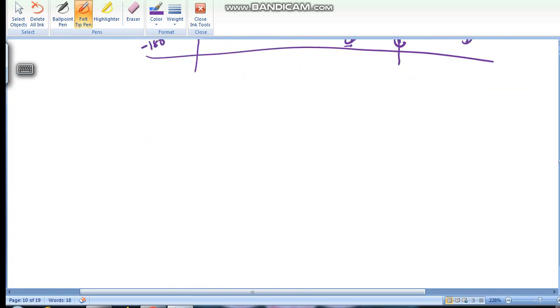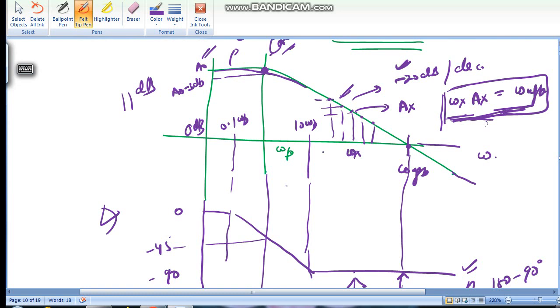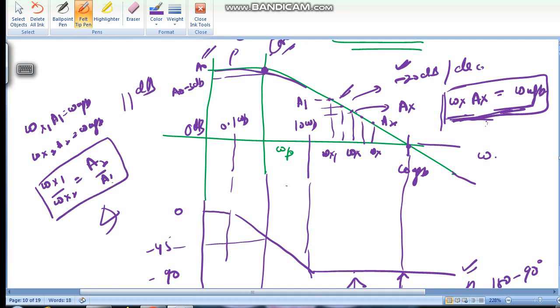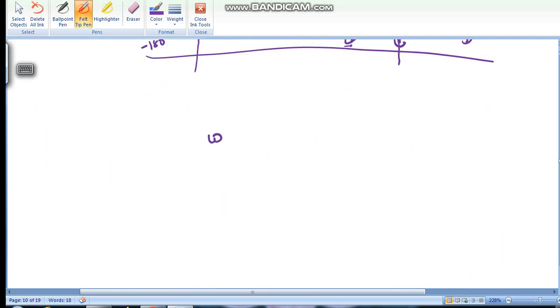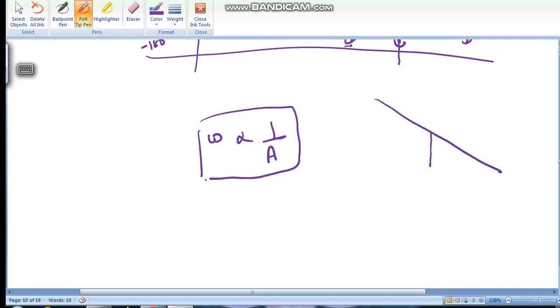Now suppose you take two points, say omega x1 and omega x2. For omega x1 the gain is a1, for omega x2 the gain is a2. Then for a single pole system, omega x1 times a1 equals omega UGB and omega x2 times a2 equals omega UGB. If you divide both, omega x1 upon omega x2 equals a2 upon a1. So for a single pole system with minus 20 dB roll off, omega is inversely proportional to gain. This is the line, this is gain a, this is omega. For all cases this will satisfy this equation. This is an important point, note it, as it will be used for calculation purposes.